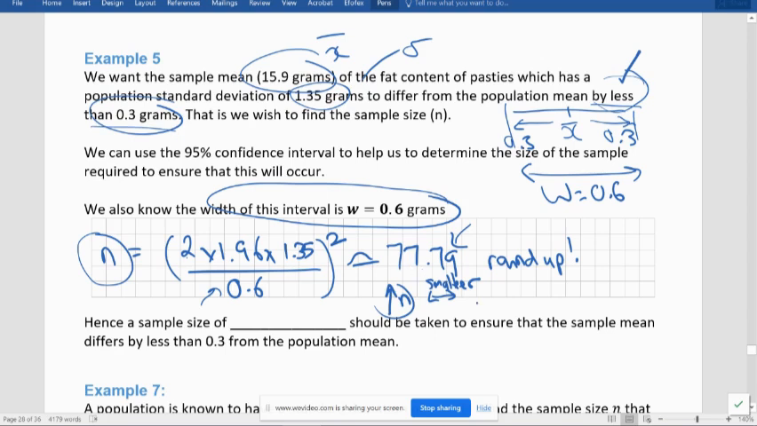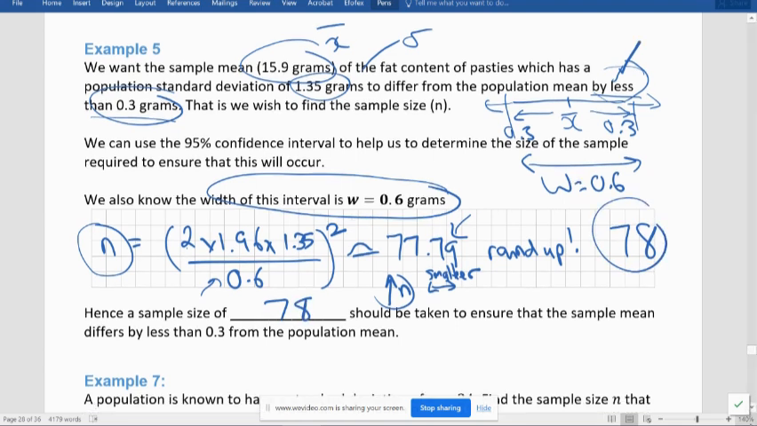If you actually round it down to 77, you'd make your interval only slightly bigger. That's the opposite. And then it won't be less than 0.3 grams, all right? So it is said there, but yeah, it is a play on words. If it says no more or less, it has to be less than or equal to that width, you must round up. So the answer here is 78.